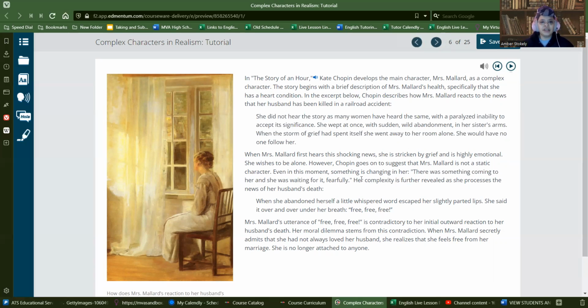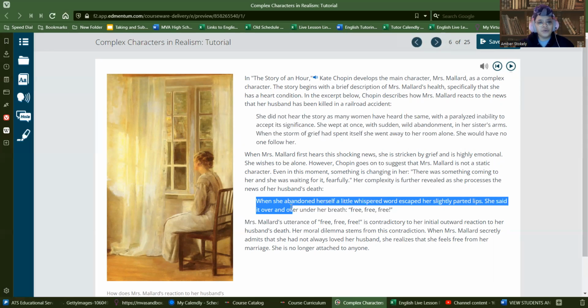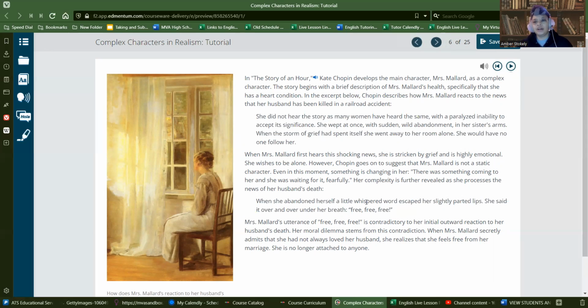And as the story goes on, you find out that she initially reacted with grief, but she has some realizations. It says, when she abandoned herself, a little whispered word escaped her slightly parted lips. She said it over and over under her breath, free, free, free. So the fact that she's saying that she's free is kind of the opposite of what she initially expressed when her husband died. She was clearly, when she heard about it, clearly attached to him.